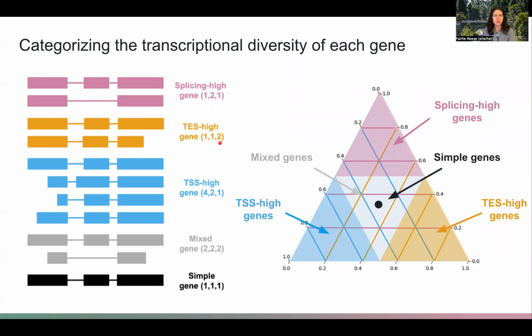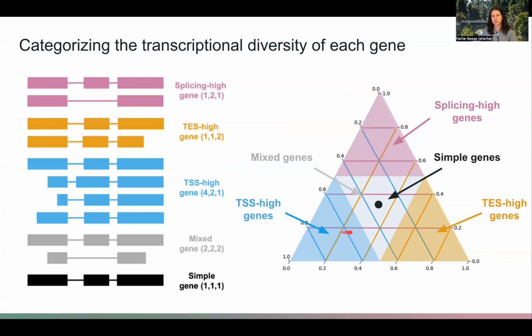This one will be 112 because it has two different TESs, 421 because it has four different TSSs and two different intron chains, and so on and so forth. And we can plot the values of these gene triplets on this simplex here, where the genes, based on their primary source of transcriptional diversity, will fall into one of these sectors of the simplex. So a gene such as this blue one here, for example, that has a lot of different transcription start sites might fall into this category.